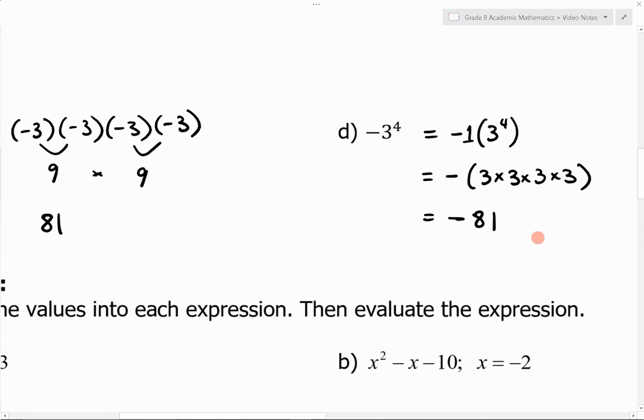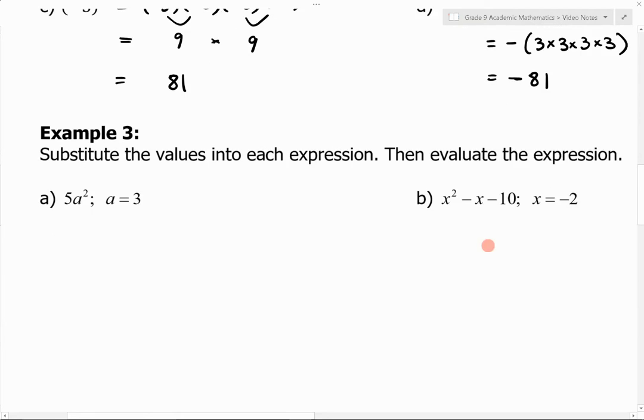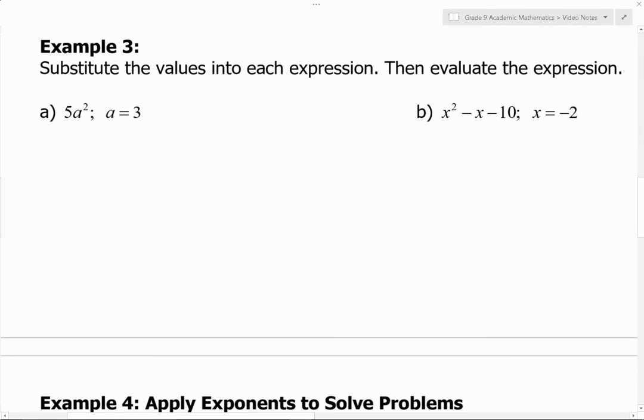Okay, so there's a different answer depending on whether your negative is part of the base, which is what I have here. So if it's part of the base, I get this answer, 81. If it's not, it's outside, and I get this answer, negative 81. Okay. So keep that in mind when you're dealing with powers with a negative base in brackets or without brackets.